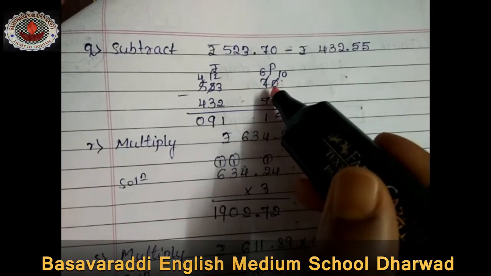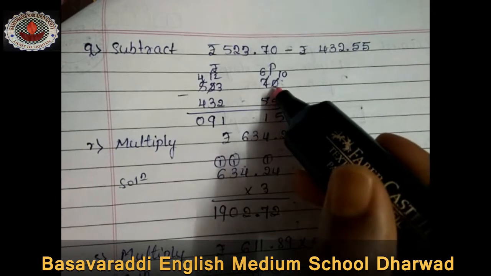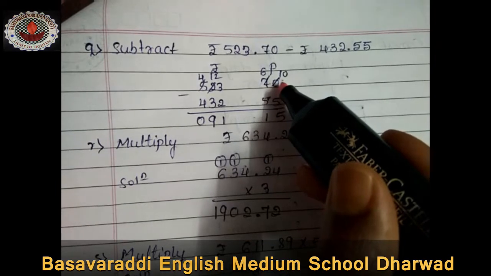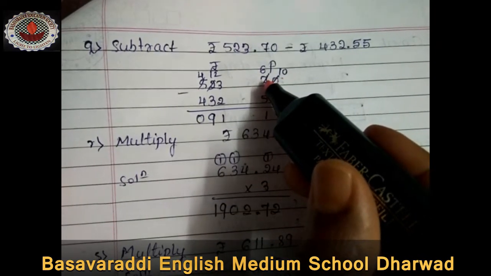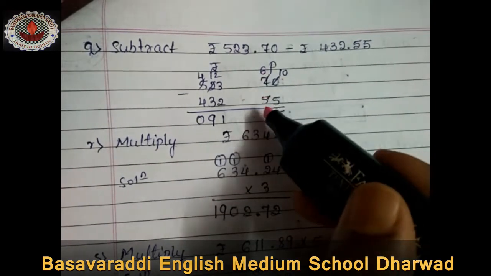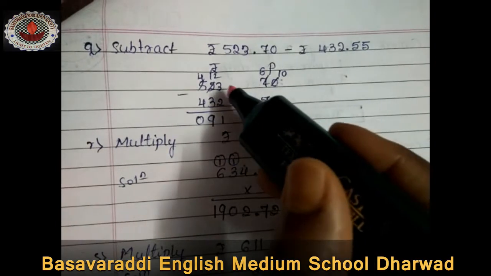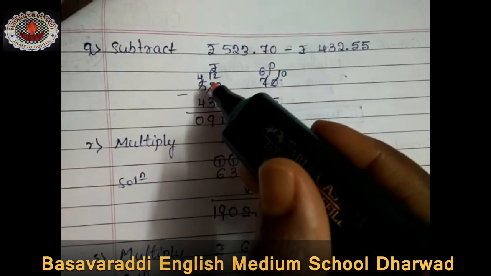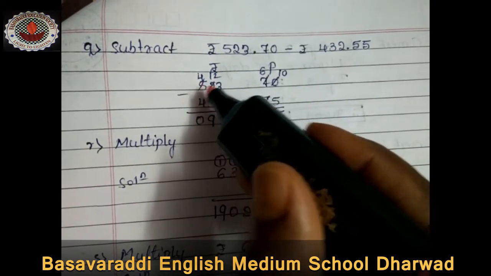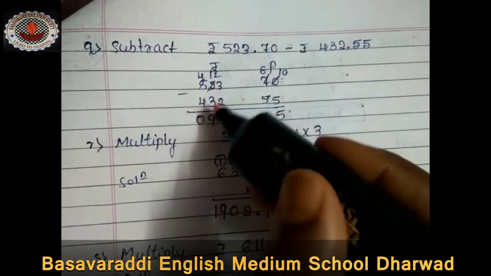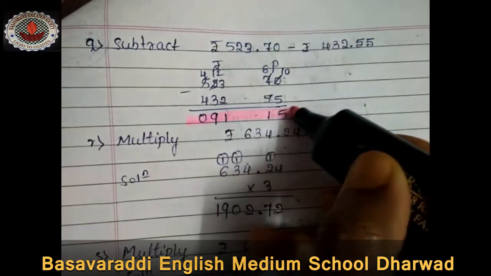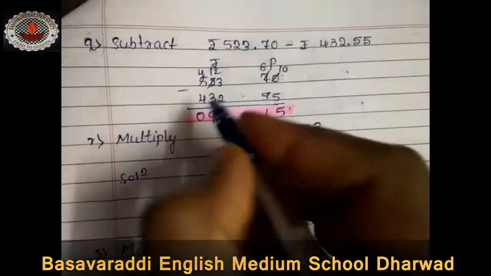So 0 cannot be subtracted by the 5. So do the regrouping here. 0 becomes 10, and the number beside it decreases by 1. So 10 minus 5 is 5. 6 minus 5 is 1. So 3 minus 2 is 1. 2 is not possible, so 2 becomes 12, and the hundreds place number decreases by 1. So 12 minus 3 is 9. 4 minus 4 is 0. So what is the answer? That is 91 rupees 15 paise.